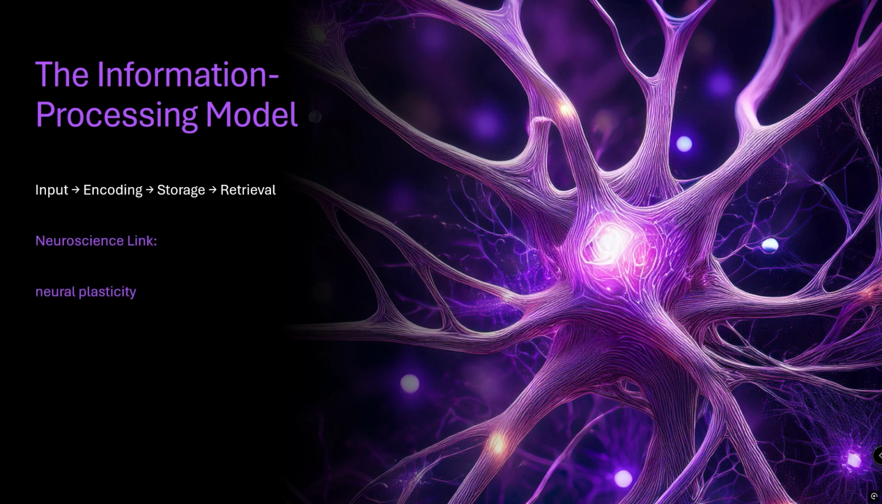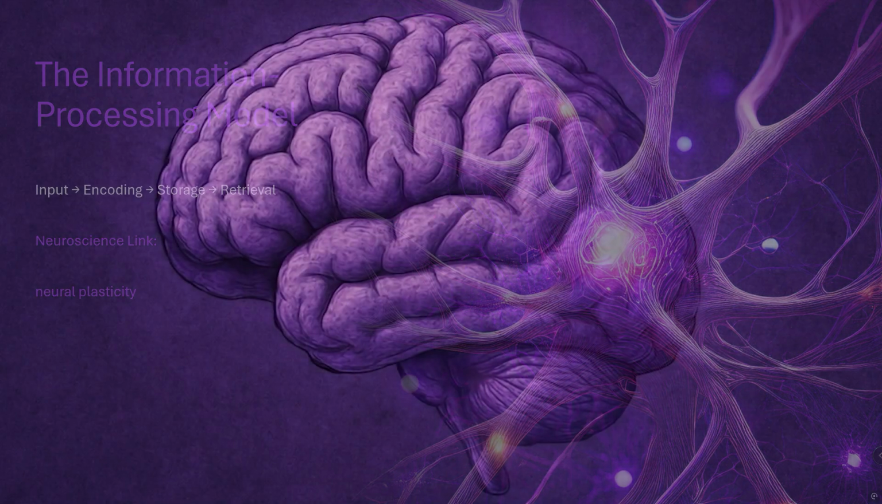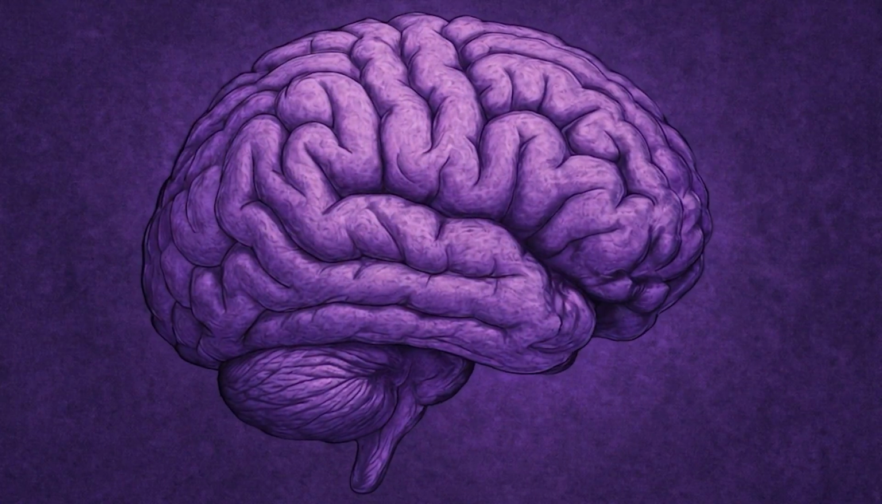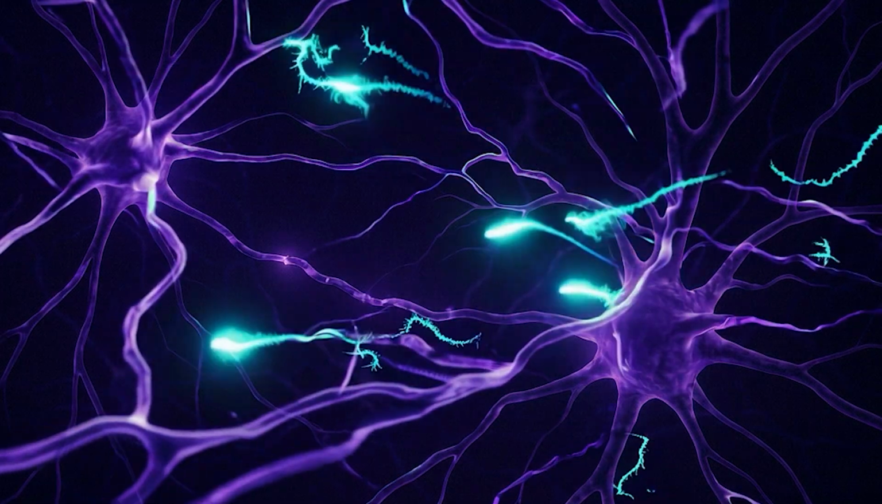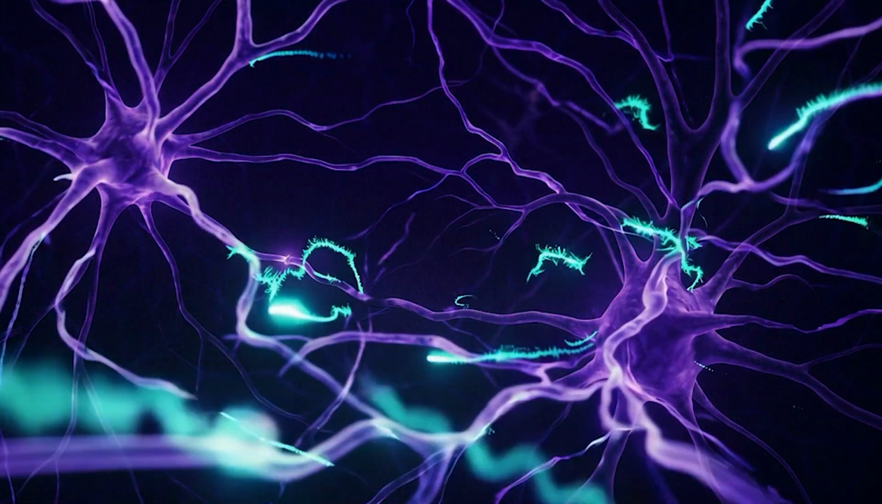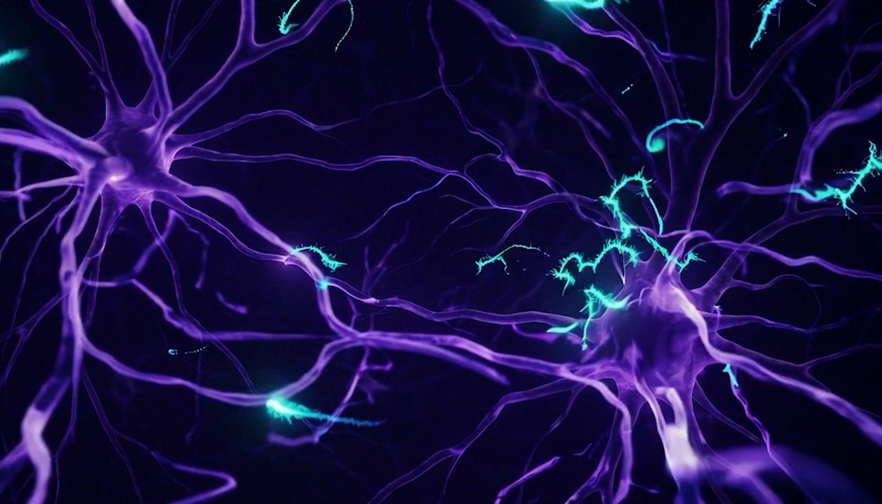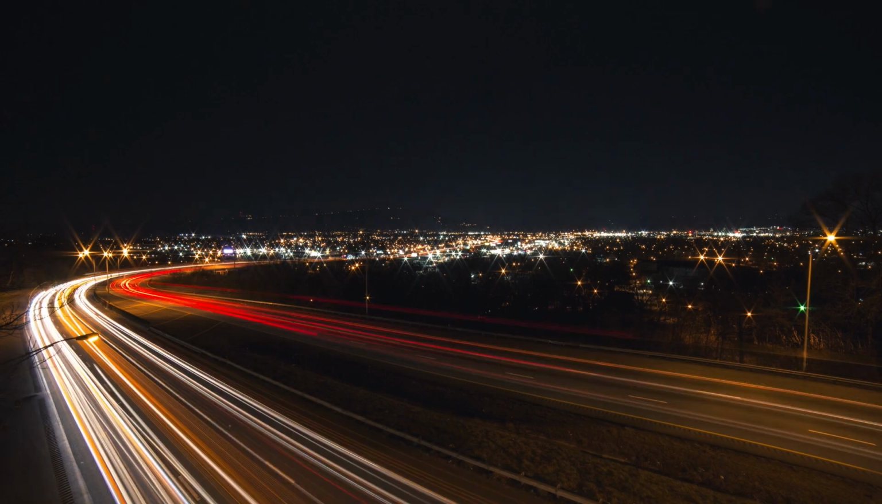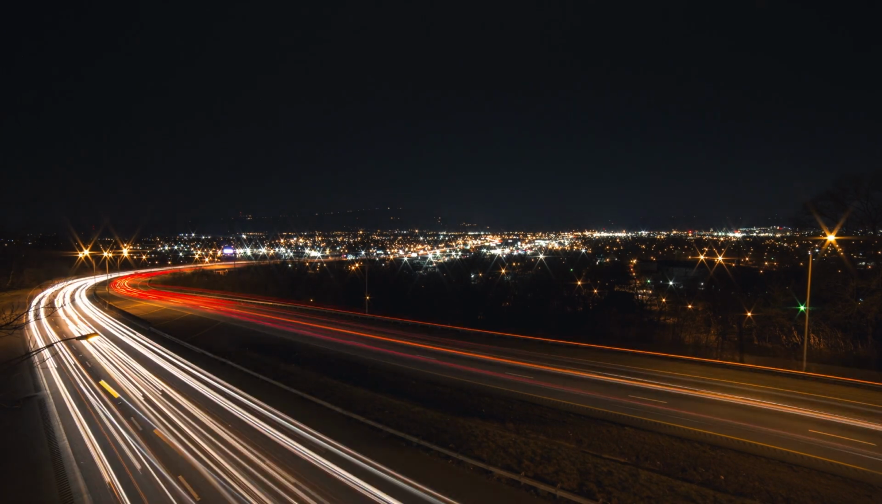So what's the link when it comes to neuroscience? The idea of neuroplasticity. That's something that you guys need to remember. Neuroplasticity is the brain's ability to change physiologically when it learns new information, creating new connections amongst the neurons. So it's the brain's ability to change through the creation of new neural links and pathways between neurons in reaction to learning. Synaptic transmission is the process of information passing through neurotransmitters between our neurons, so the role of neurotransmitters in sensory information processing.